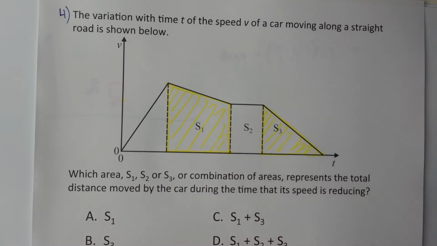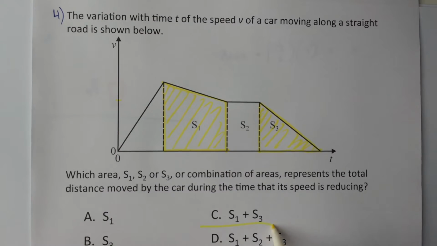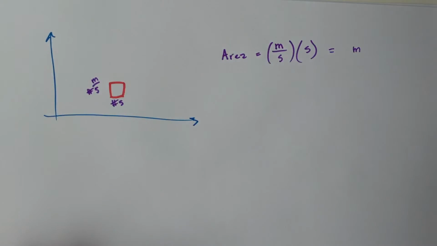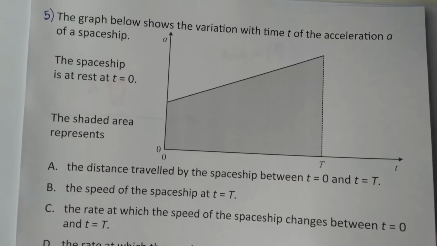So we would say that these two areas represent the total distance, because the area under this curve is distance, where the speed is reducing. So we would say that this looks like choice C, S1 and S3. On to number 5.